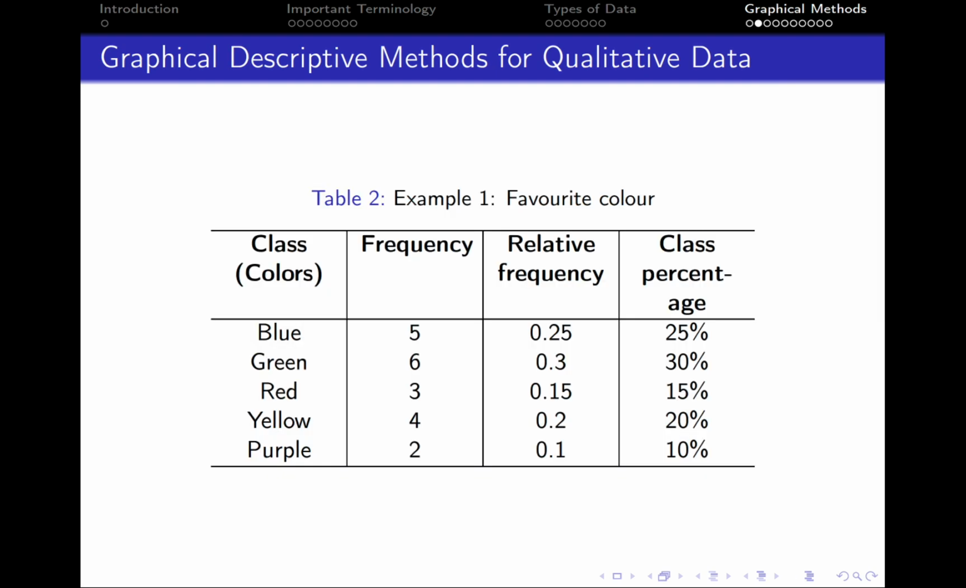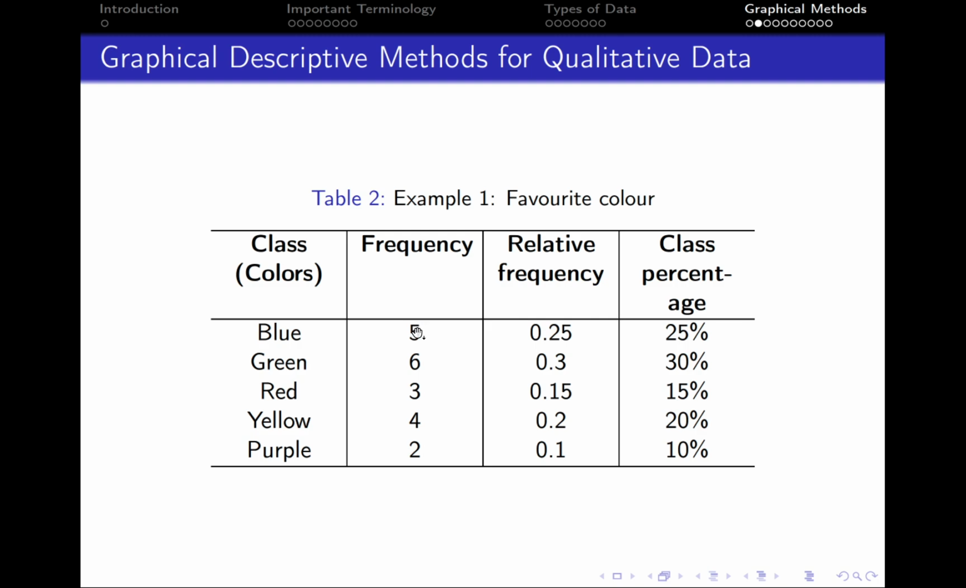And on this slide, I have provided the example for the favorite color. So as you can see, the class is colors. So blue, green, red, yellow, purple, frequency 5, 6, 3, 4, 2, which means that 5 people responded that they liked blue color, 6 people responded that they liked green color, and so on and so forth. Relative frequency, as I already mentioned, this is the class frequency divided by the total frequency. So to get 0.25, 5 has been divided by 20 observations.